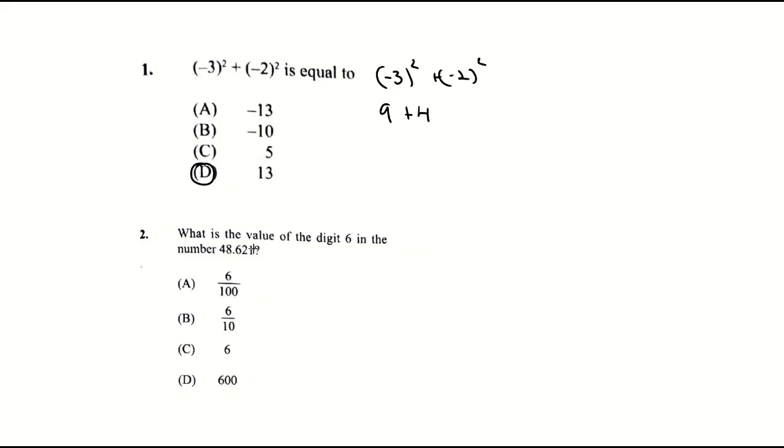Good. What is the value of the digit 6 in the number 48.621? This is your tenths column. So 6 over 10.